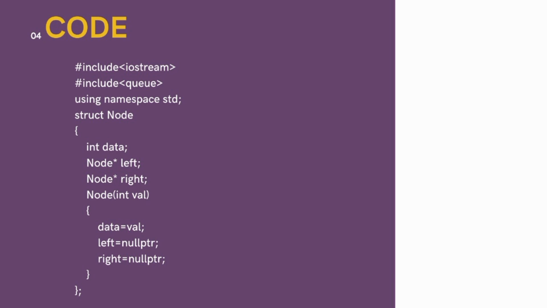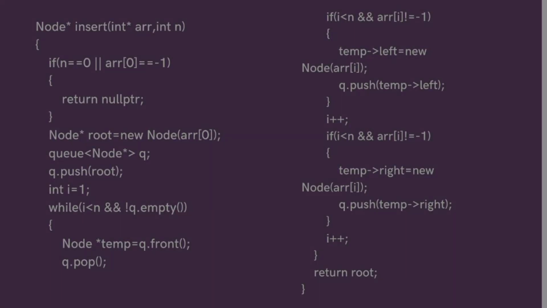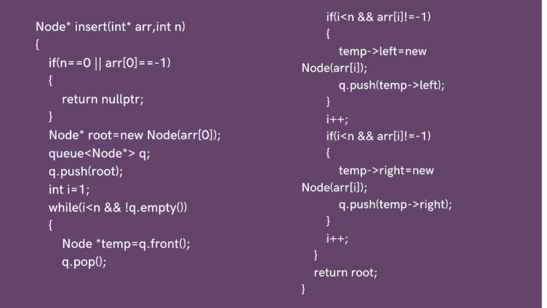When we create a new node, the constructor initializes the data with a provided value and sets both left and right to null pointer, meaning the node starts with no children. This is important because it allows us to add child nodes later during the tree construction process. Now let's move on to the tree construction part.